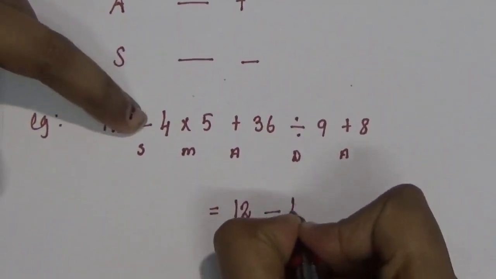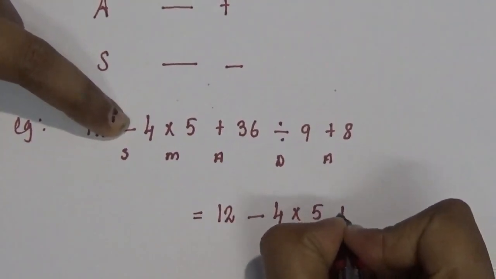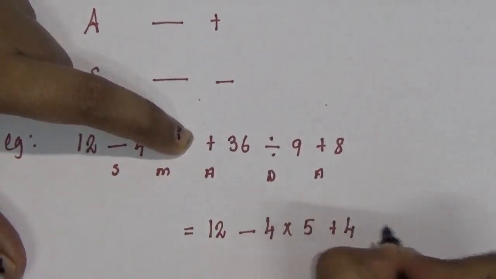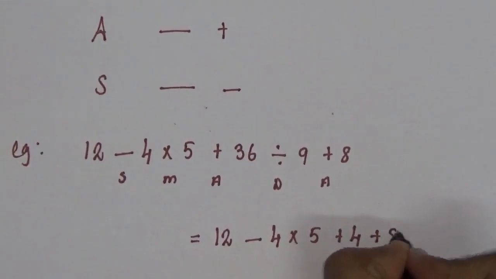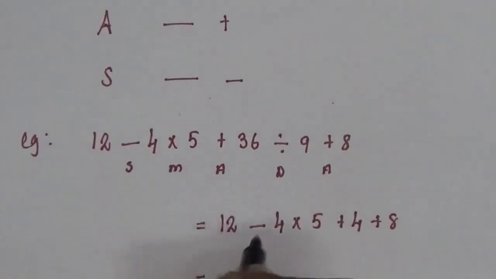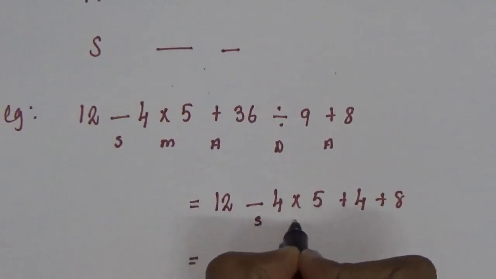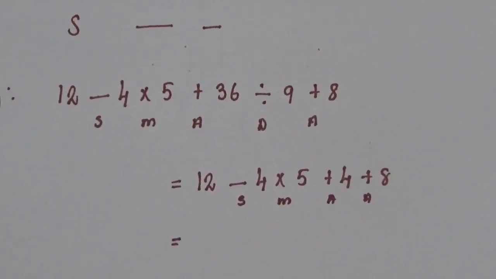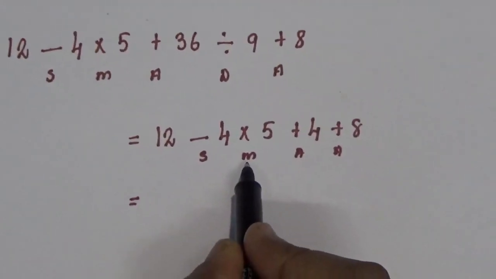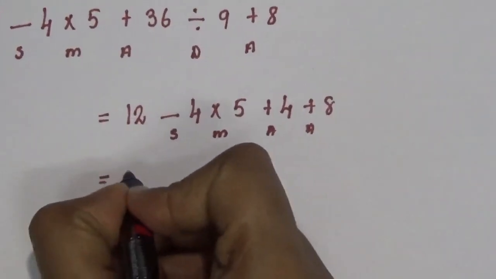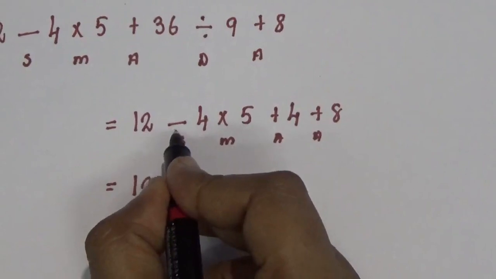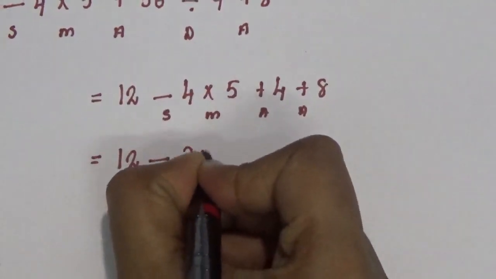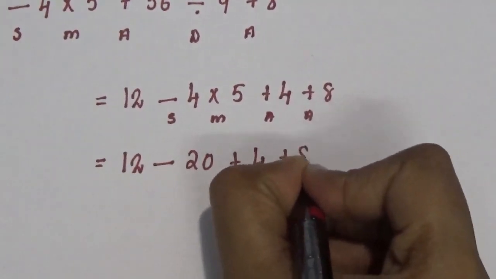12 minus 4 into 5 plus. Now you do this division: 36 divided by 9 is 4. So instead of that you can write 4. And last is plus 8. Next is multiplication. Here we have the operations subtraction, multiplication, addition, addition. Which letter comes first in the word BODMAS? M. So do that operation. So 12 minus 4 into 5, 4 into 5 is 20, plus 4 plus 8.